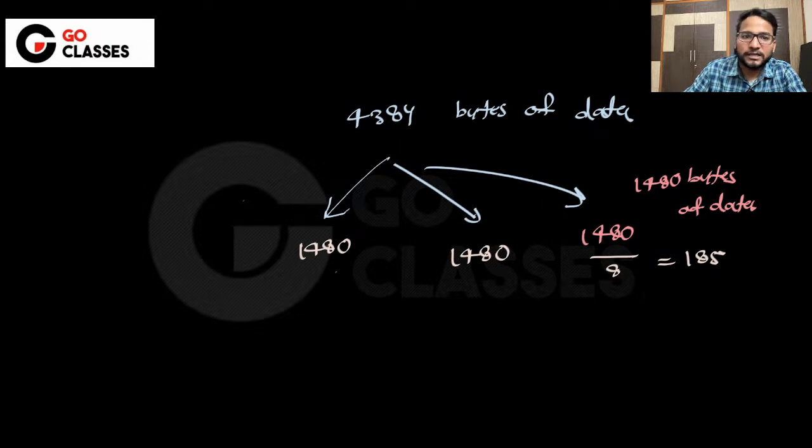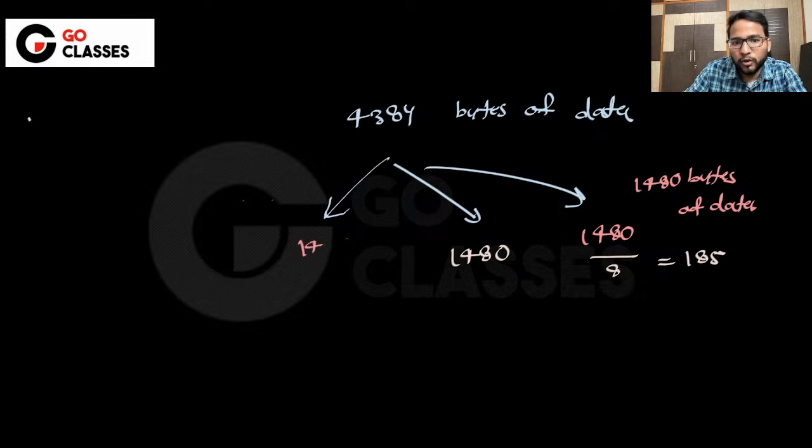I mean, let's just check what 1480 into 3 is. If you do 1480 into 3, you will be getting 4440. So the last one will not be 1480. It will be something lesser. What will it be? It will be 1480 into 2, which is 2960, and that should be subtracted from the total, then you will be getting 1424.